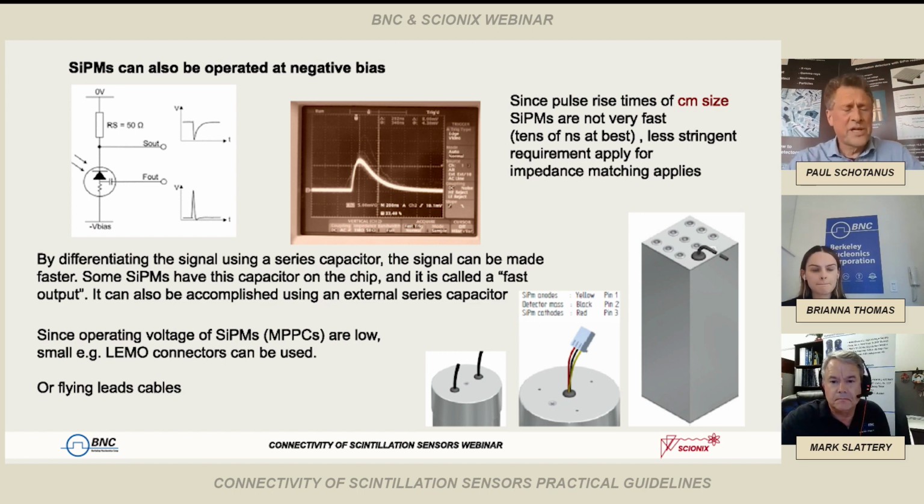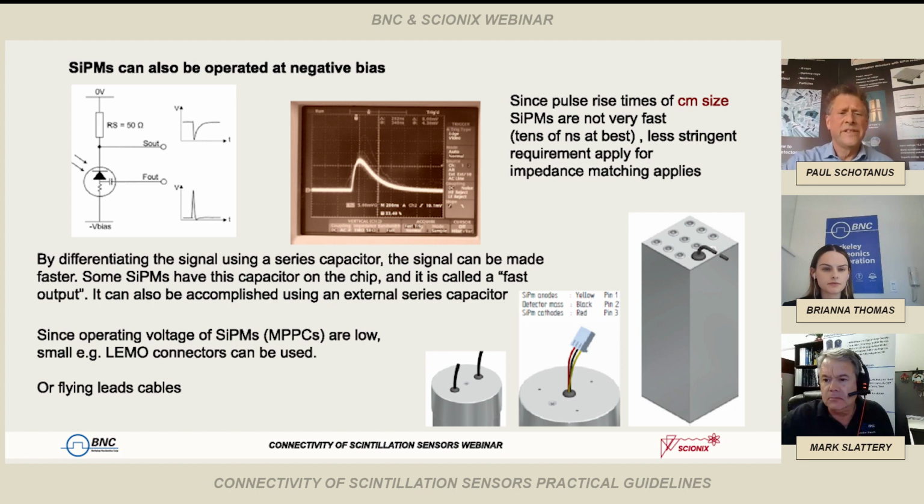But silicon photomultipliers can also be operated at a negative bias, and you can follow the schematic you see here to the left. The pulses of a silicon photomultiplier can be made the fastest when you feed them out via a capacitor. And we should realize that the rise time of silicon photomultiplier signals is much slower than classic photomultipliers. This is simply caused by the fact that these devices have quite a large capacitance.